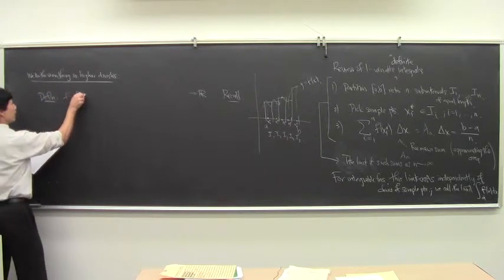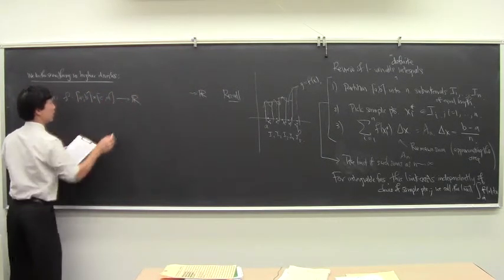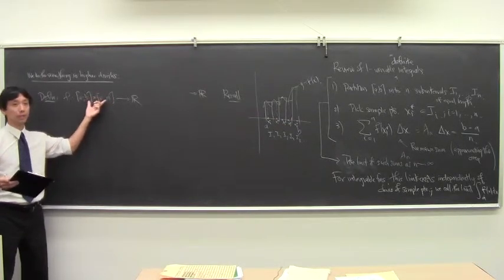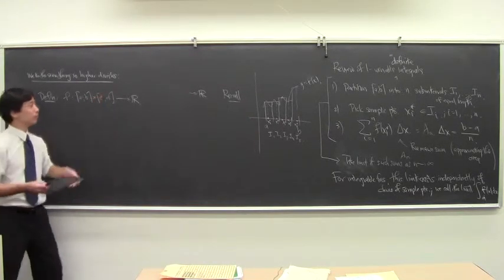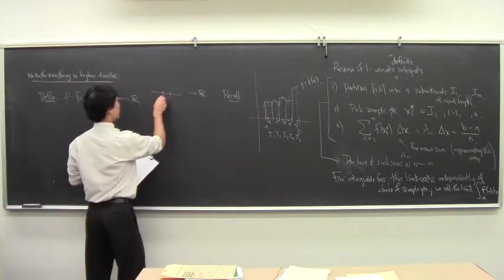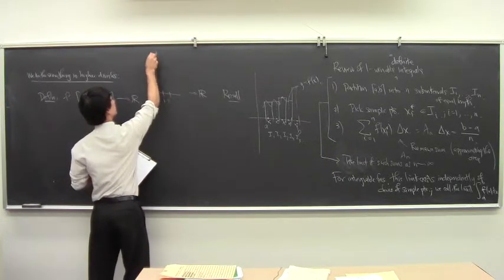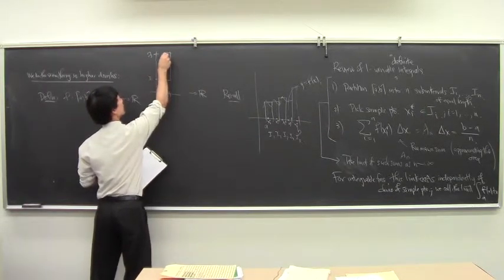You have some function on the rectangle [a,b] cross [c,d]. Is everyone comfortable with this notation here? [a,b] cross [c,d]. Right? It's just a rectangle. You take the interval [a,b] crossed against the interval [c,d]. If I'm talking about, say, [1,2] cross [3,7], it's this rectangle here.